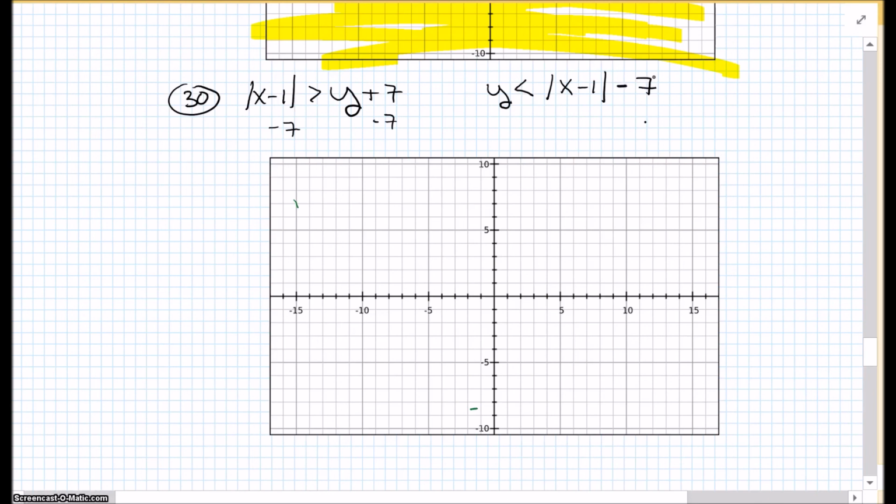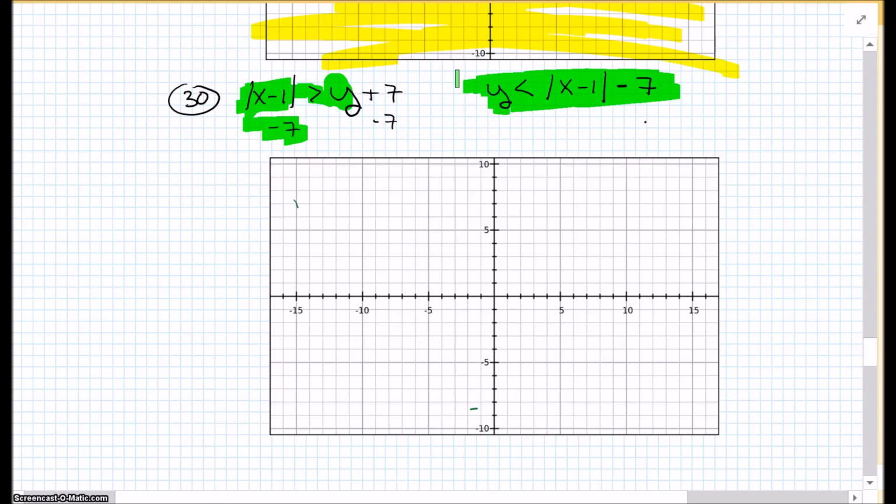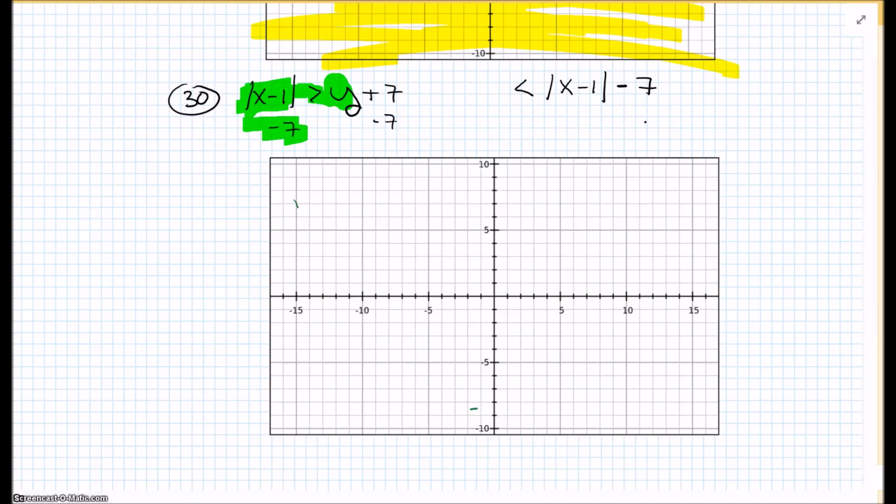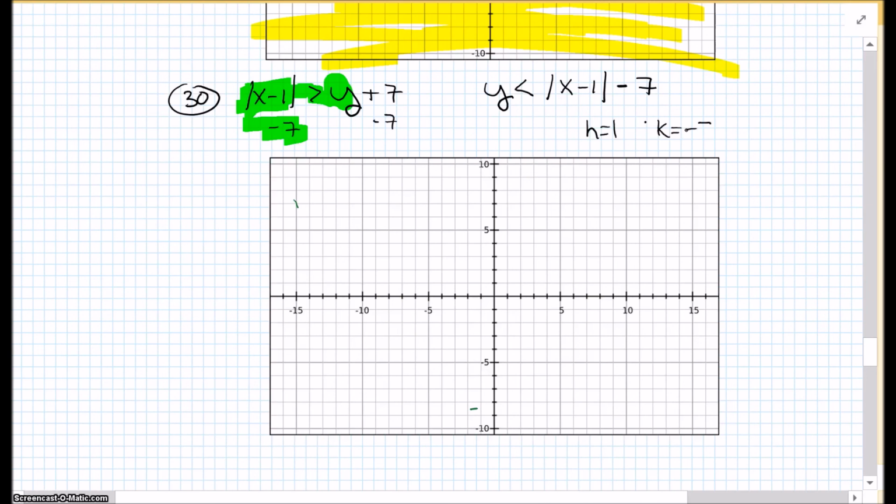Okay, does everybody see what I did there? I just read it from y. So on this side I said y is less than absolute value of x minus 1 minus 7. So over here on the right side, y is less than the absolute value of x minus 1 minus 7. So I said it the same way. Okay? So now we just got to find our vertex, which our h value is 1, our k value is negative 7. So our vertex is 1, negative 7.